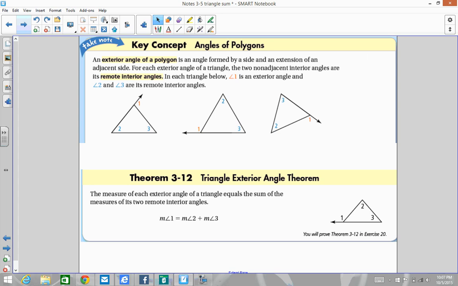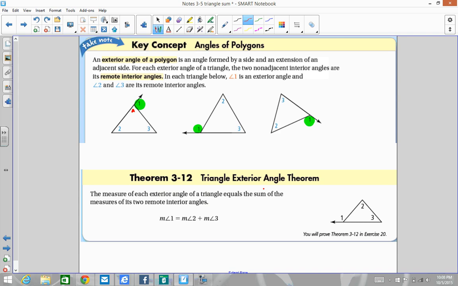All right, so exterior angles are angles that are formed on the outside when you extend a side. So this is an exterior angle right here. This is an exterior angle here and here. The two angles inside the triangle that are far away are called remote interior angles. So this is adjacent right here, but these are remote. They're far away, like a remote location.